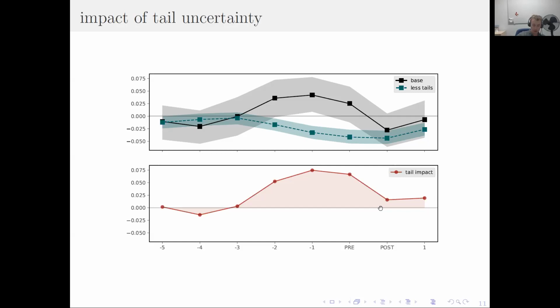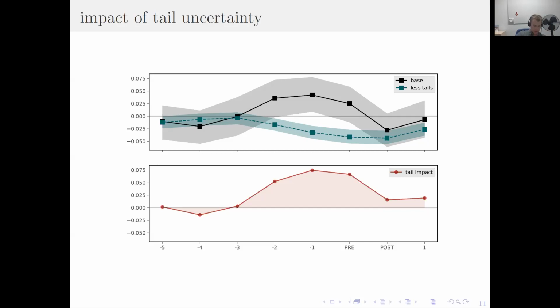So again, what we find is that this buildup in uncertainty and also the resolution of uncertainty at the announcement time seem to be both driven by this measure of tail uncertainty. And it's important to note here that the impact of the right tail is virtually 0. So this is all driven by left tail uncertainty. So the perception of downside risks going into a monetary policy announcement.